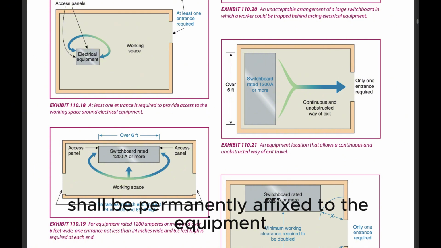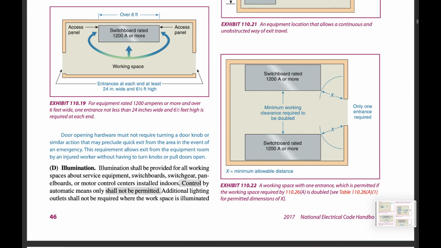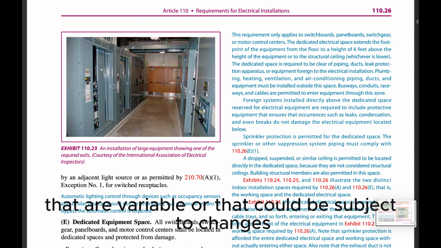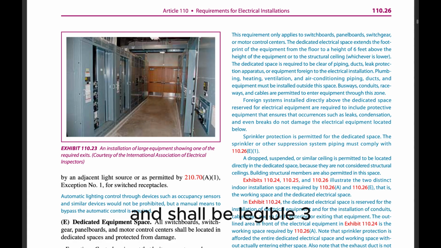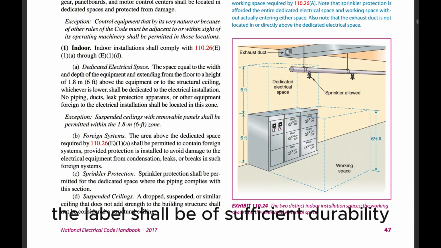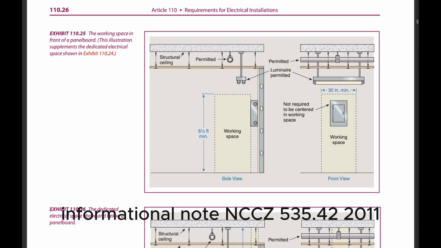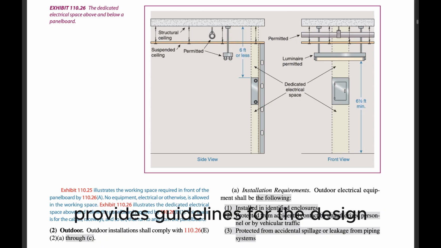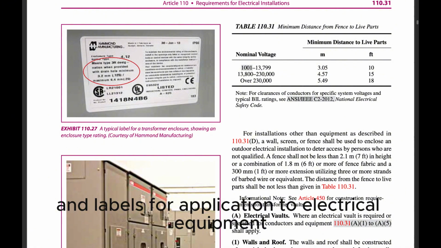2. The label shall be permanently affixed to the equipment or wiring method and shall not be handwritten. Exception to 2: portions of labels or markings that are variable, or that could be subject to changes, shall be permitted to be handwritten and shall be legible. 3. The label shall be of sufficient durability to withstand the environment involved. Informational note: ANSI Z535.4-2011, Product Safety Signs and Labels, provides guidelines for the design and durability of safety signs and labels for application to electrical equipment.